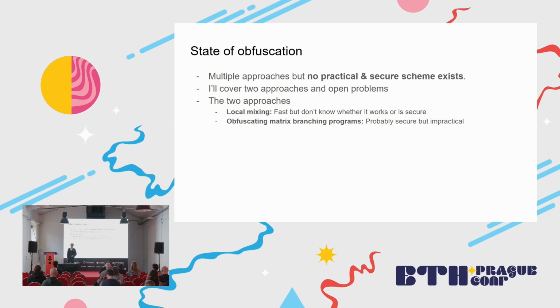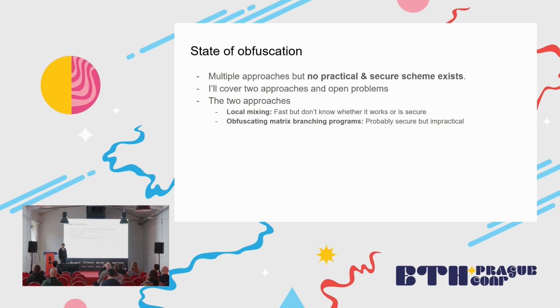I'm only going to cover 2 approaches, and my intention with covering these 2 approaches is to first give you an intuition of what that is, in addition to telling you about the problems and giving you a flavor of what the problems look like. The 2 approaches that I'll be covering are local mixing and obfuscation of matrix branching programs.